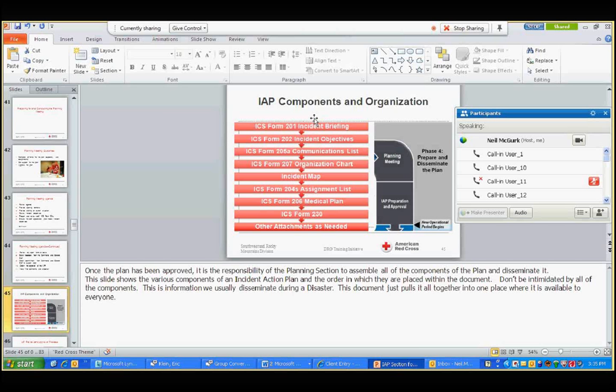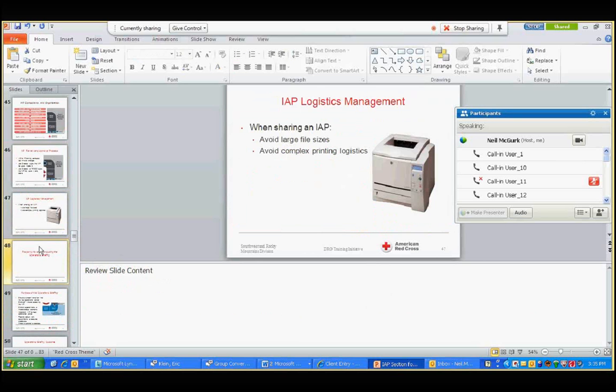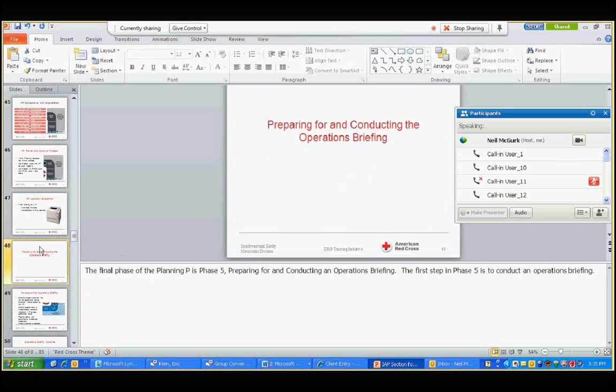And then this is a good opportunity now, again, to remind them of what a 204 is and a work assignment, and who has to complete that, which is going to be your AD, which is your planning group. And then down into the IAP review and approval process, and then logistics management, things like that, some basic stuff. And then preparing for and conducting the operations briefing.